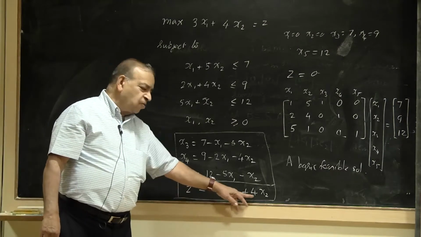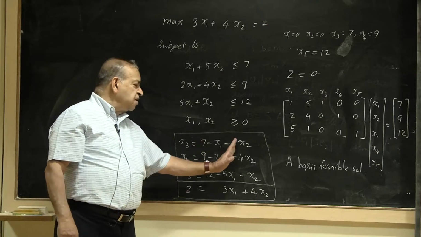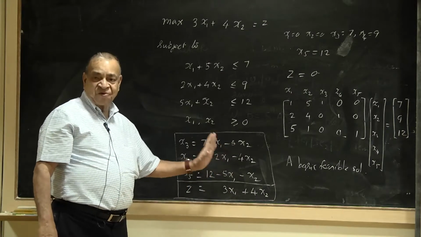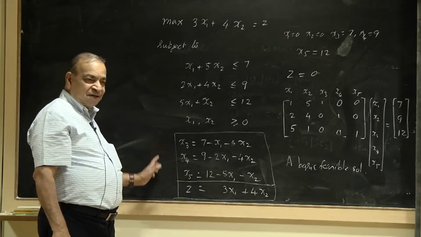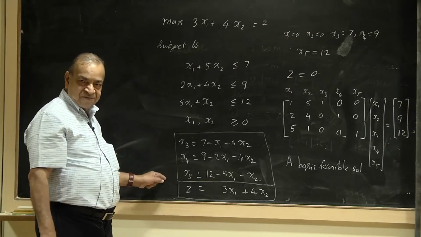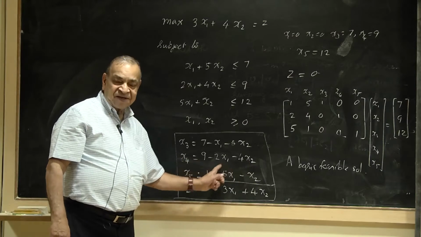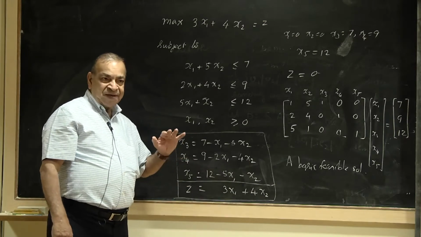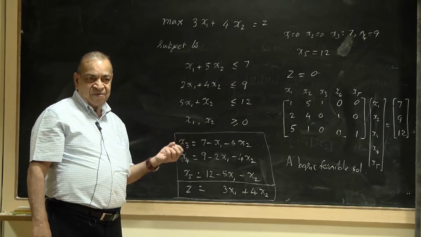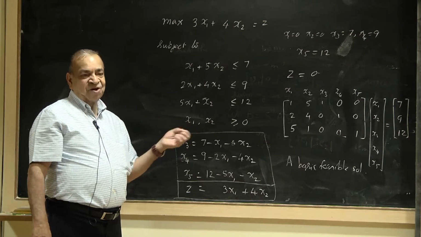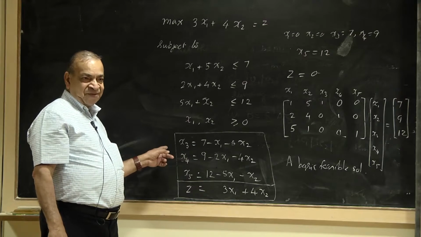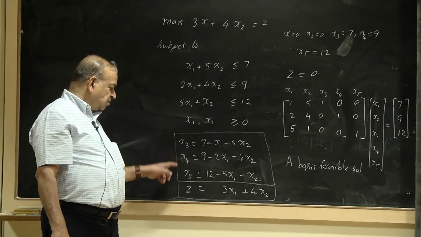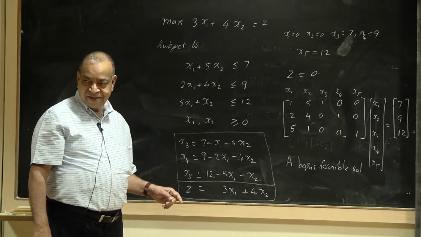Right now x1 is 0, x2 is 0. So all the variables to the right you put them as 0. Whatever comes on the left are the basic variables. These are the non-basic variables. Non-basic means they don't get a non-zero value. They are all 0 values. Basic means non-zero values. These are positive.